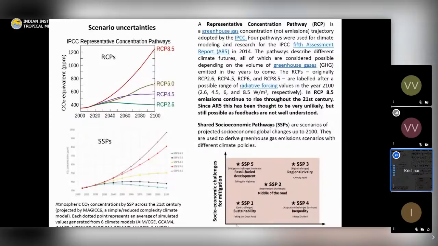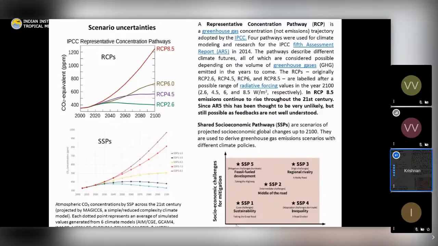I also want to mention that when we talk about uncertainties, when we talk about RCP 8.5, it's not business as usual, it's much higher than that. And in fact, in the IPCC AR5, the RCP concept was used, which is a representative concentration pathway.